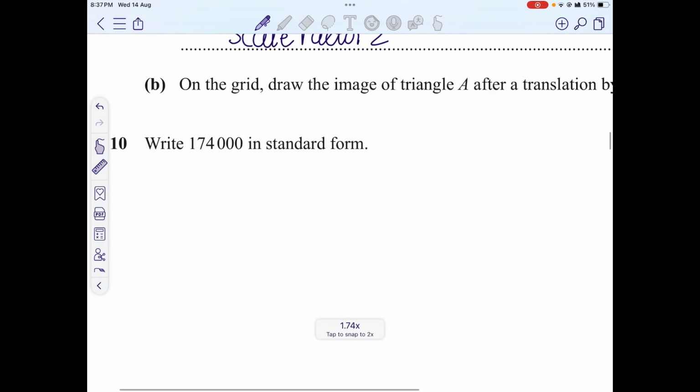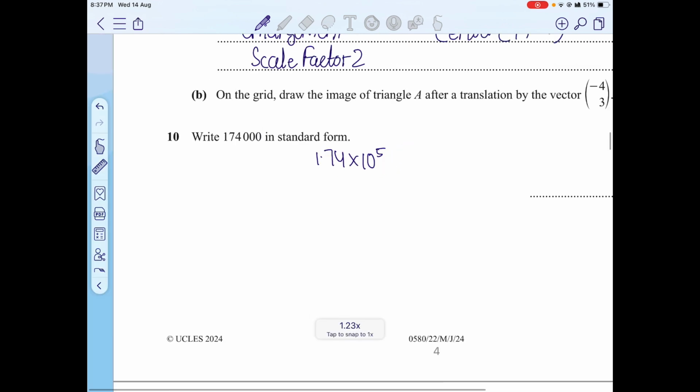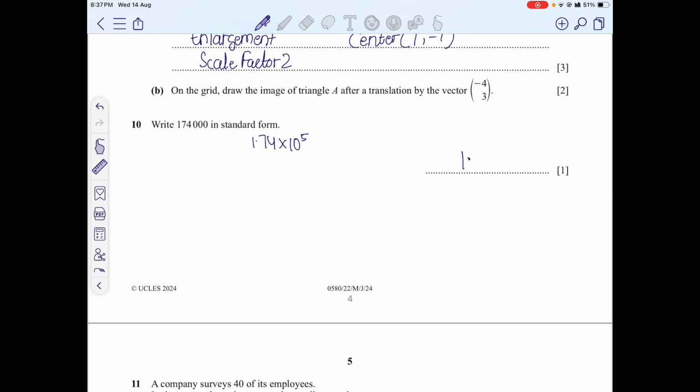It says write 174,000 in standard form, that is 1.74 into 10 to the power of 5. But whenever you're doing this, just check the answer with the same value on the calculator. Just insert this 1.74 into 10 to the power of 5 and see what value you get. 1.74 into 10 to the power of 5.